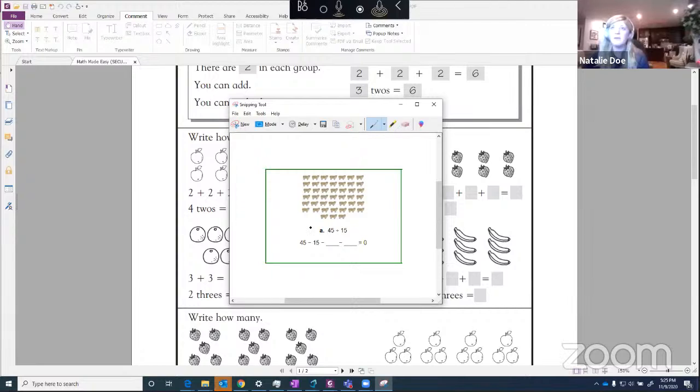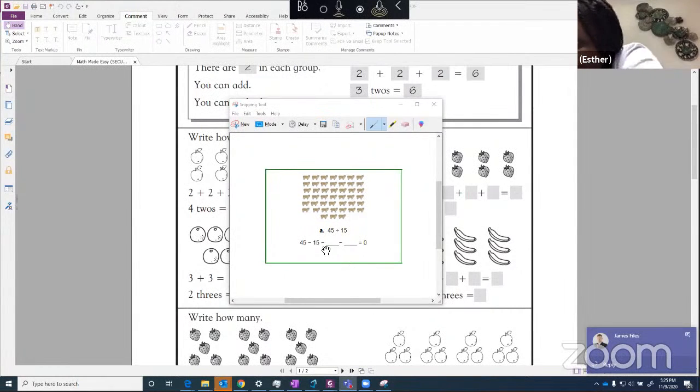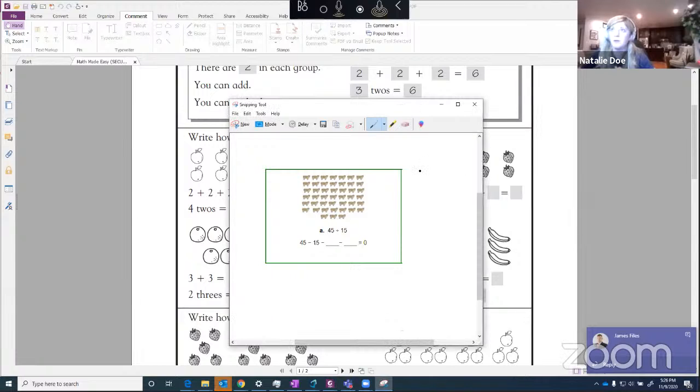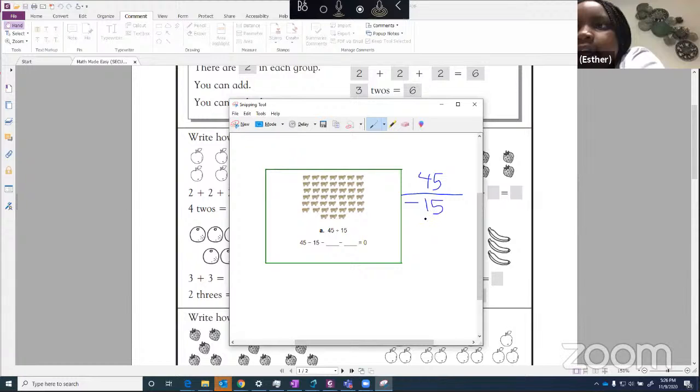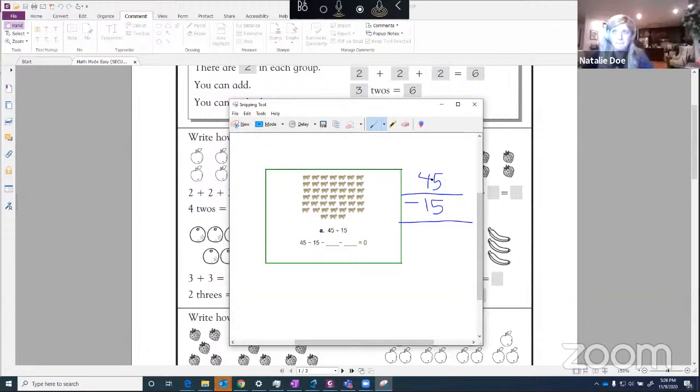So let's say we want to solve this problem. We want to know how many times does 15 go into 45? The way that we do this using subtraction, we start with 45. And then for the first one, we're going to minus 15. So 45 minus 15 equals 30.